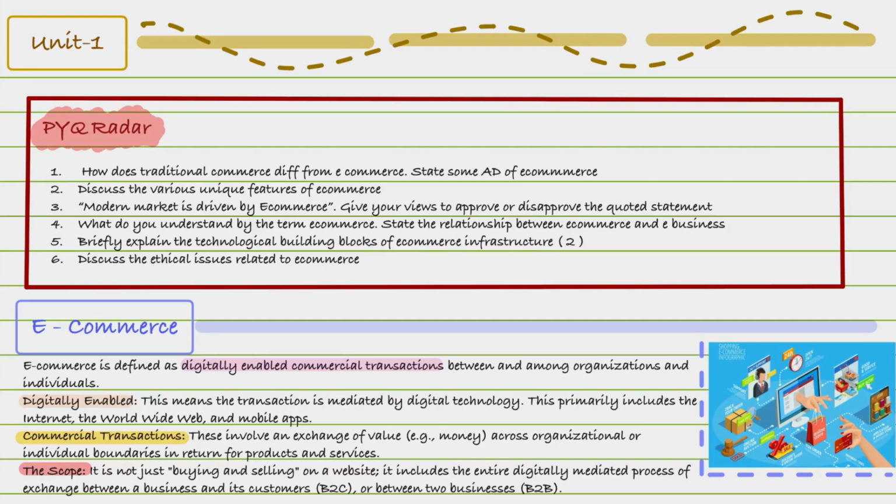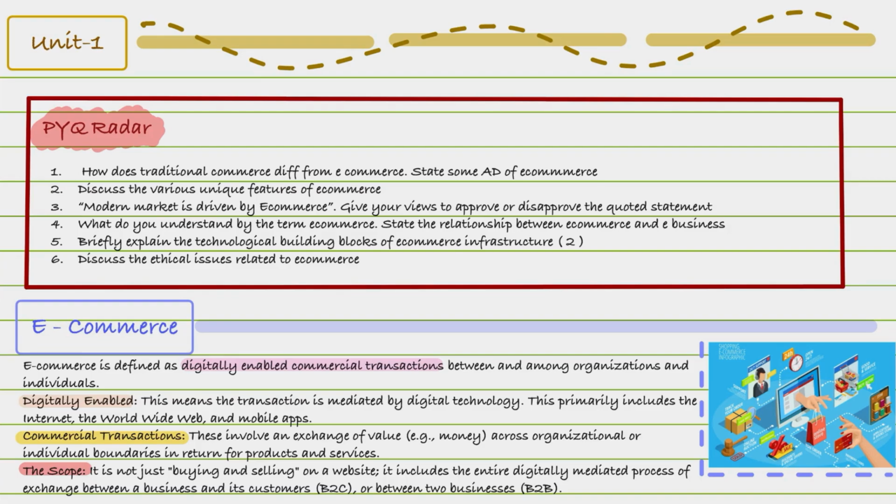Then we'll talk about what are the unique features of e-commerce technology, and this is a favorite long form high weightage question which comes in the Unit 1 part, most probably a 6 to 10 marker, right? And then we talk about how the modern market is driven by e-commerce. Over here we will be critically analyzing and supporting e-commerce, providing its advantages over every other existing traditional commerce.